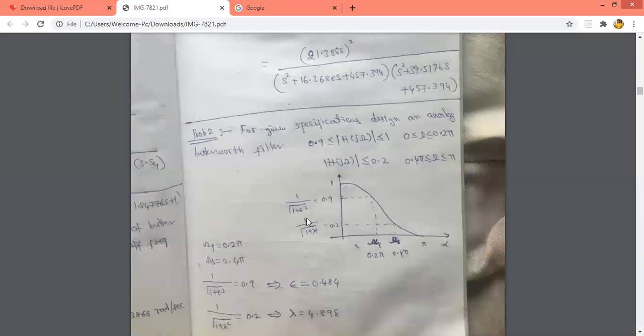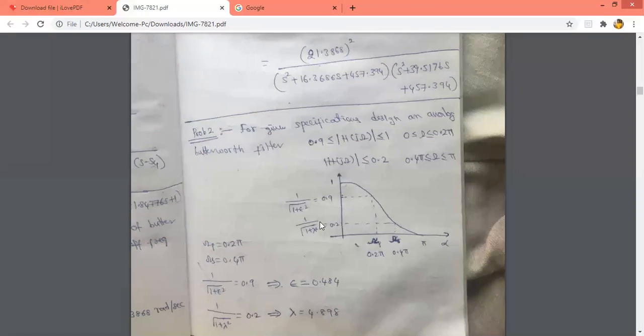What is given here? 1 by root of 1 plus epsilon square value is given, and 1 by root of 1 plus lambda square value is given. See, the filter specifications are from 0 to pi. So from 0 to 0.2 pi, 0.2 pi is nothing but ohm P, and 0.4 pi is nothing but ohm S. So this figure you should be able to draw.